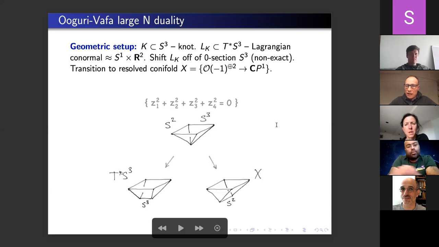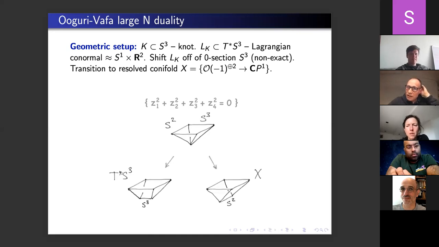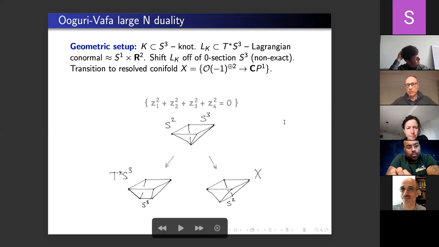Okay. And I'll show you in an example in a second. So okay, now I'm going to throw in some knots. If we have a knot in S3, we have a Lagrangian conormal to it, and we can shift this Lagrangian conormal off the zero section by pushing along the dual of its tangent vector. And then we can transition, as in this picture, we can push the Lagrangian into the resolved conifold. And in the resolved conifold, we now have an area of this central sphere.